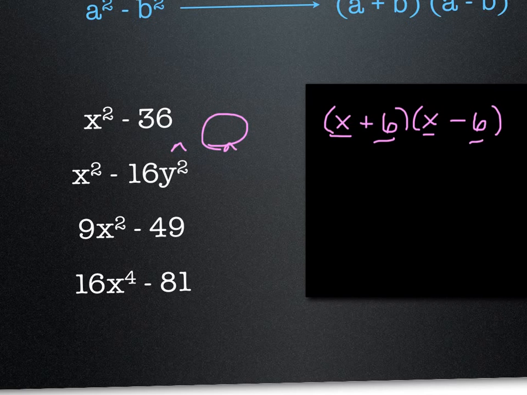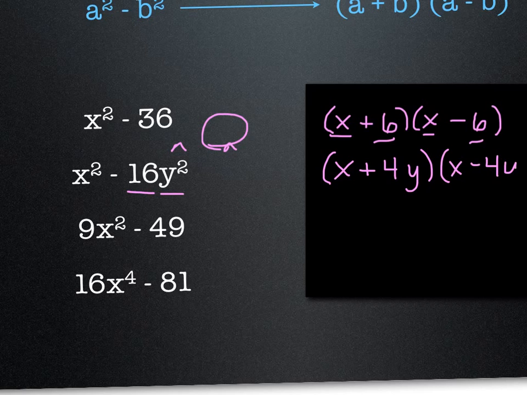So x squared minus 16y squared. So once again, this is a perfect square because it's something squared. Okay, 16 is a perfect square because it's 4 squared. And then this also has a y squared on it, but that's a perfect square also. That'd be y and y. So when I go to write this one out, it would be x plus square root of 16 is 4, square root of y squared is y. And then the same thing with a minus, x minus 4y. Every single one of these is really that easy.